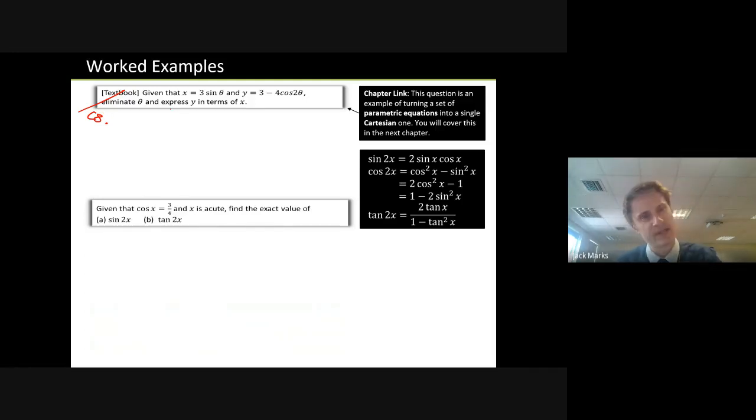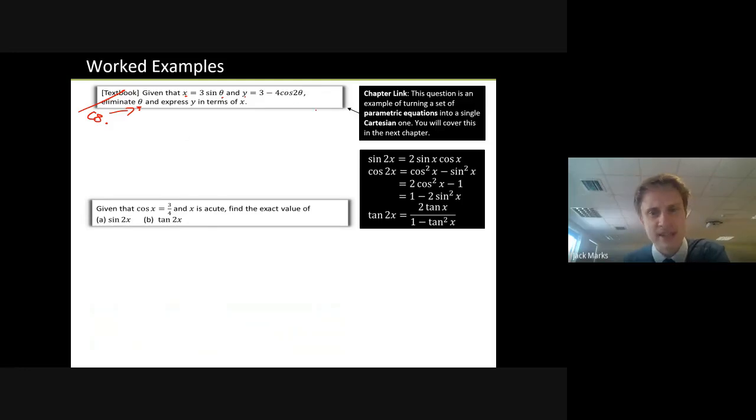Let's have a quick look. Shall we leave that one for chapter 8? Given that x equals sine theta and y equals 3 minus 4 cos 2 theta. Well, let's just talk about it a little bit. Eliminate theta. That's really talked about next chapter, because they have an x and a y, but they also have a theta here. So sometimes you have 3 things. It's called parametric equations. It's the next chapter.